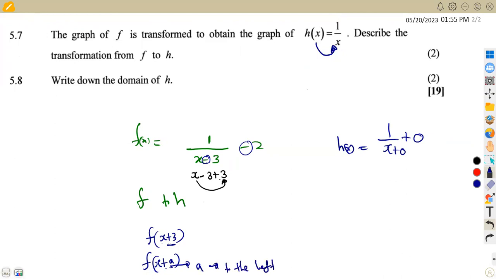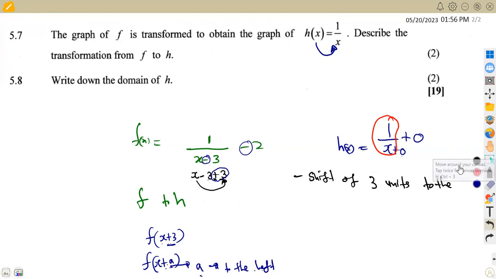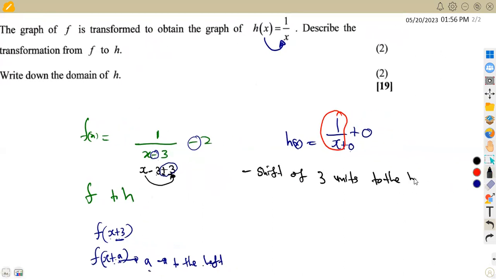We have moved a units to the left. So adding a 3 means that we moved 3 units to the left. That is the one that made us obtain a 0, because -3 plus 3 is a 0, meaning we are just having 1 over x. So the first transformation was adding 3, and f of x plus a is a shift of a units to the left. So the first transformation was a shift of 3 units to the left. All right, so this is the first transformation that occurred: 3 units to the left.